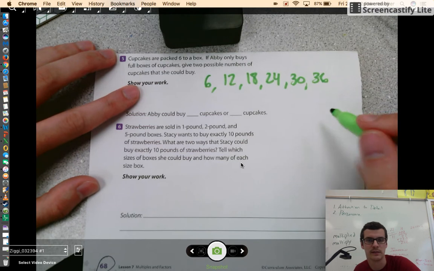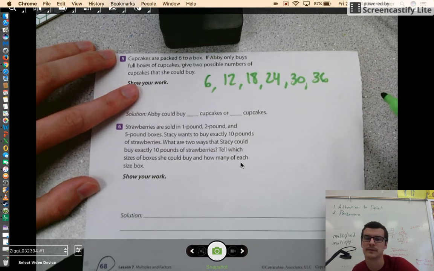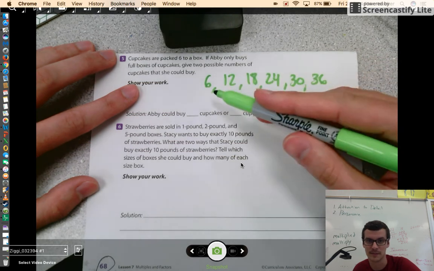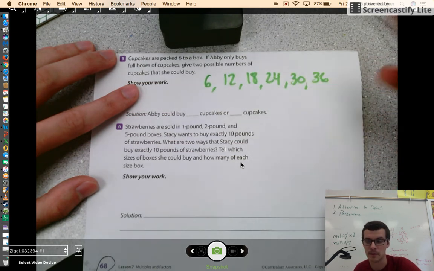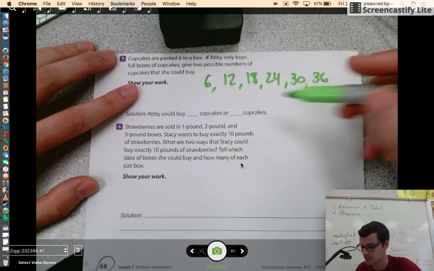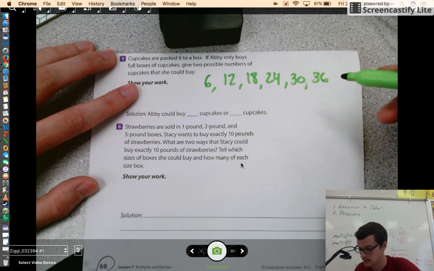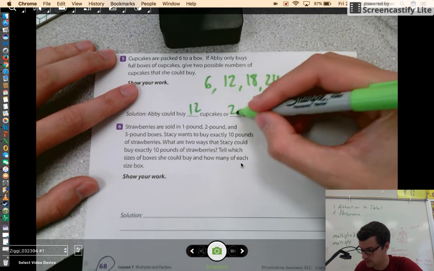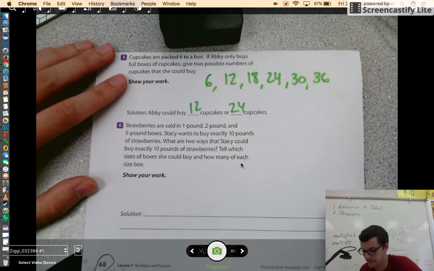So what did I just do here? Did I do factors or do I do multiples? Can't hear you. I'm hoping you're saying multiples. Multiples, yes. Because look, I'm just doing the multiples, or the multiplication tables, of 6. So she could buy 12 cupcakes, or she could buy 24 cupcakes. Any of those would work there.